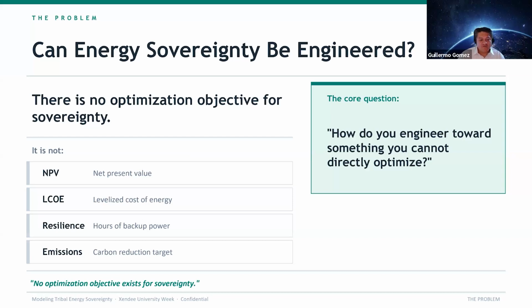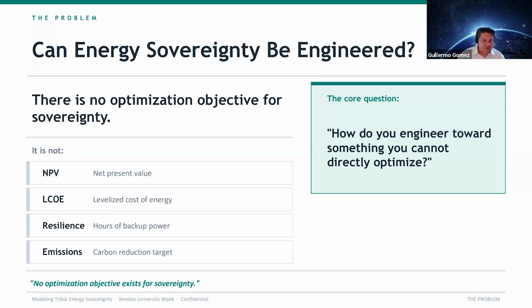Something that we've discovered is that there is no optimization objective for sovereignty. There are things that we can optimize, such as cost, resilience, and emissions, but we can't directly optimize sovereignty. I know there are people here from different verticals, and the specific vertical here is tribal governments, but when you look at microgrids, this can ultimately be applied to other customers, and the way we're seeing the industry shifting to more resilient projects.